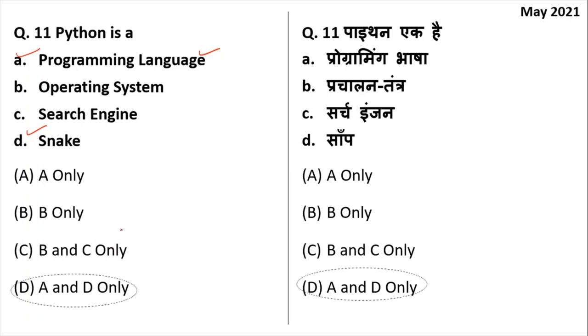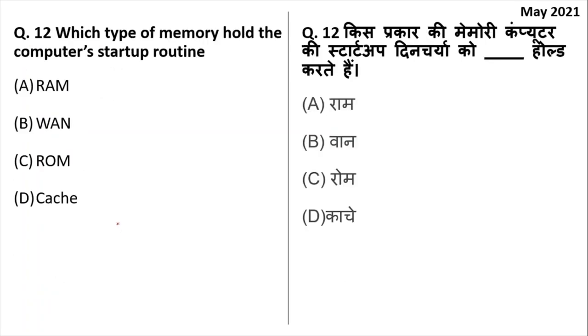Okay, next question. Which type of memory holds the computer startup routine? So when the computer starts, which memory is responsible, which has all the information about the computer startup? So that is ROM. ROM stands for read-only memory. There is a program called BIOS that is embedded inside the ROM. It means Basic Input-Output System. So it has all the information about booting.